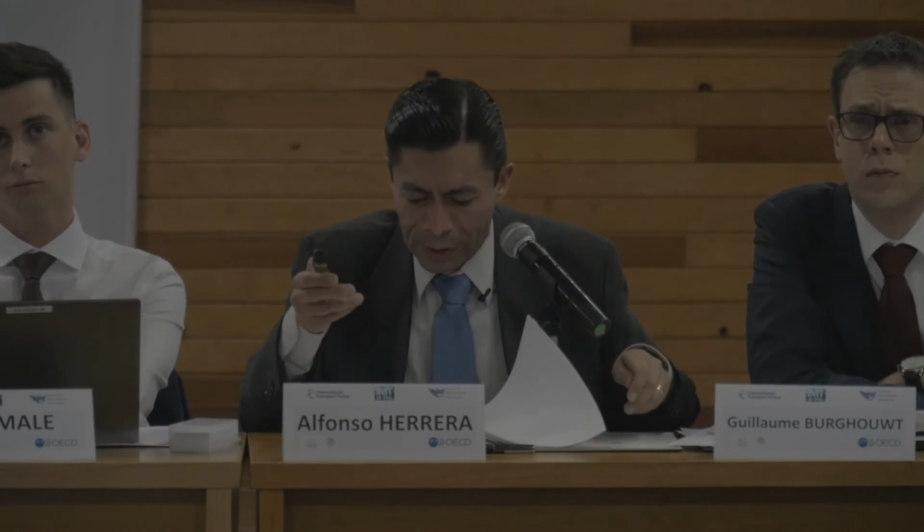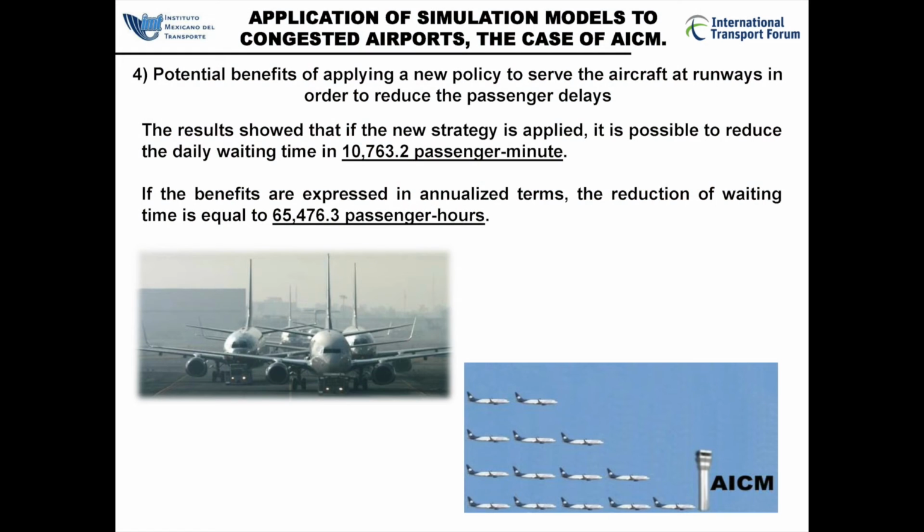The results show that if the new strategy is applied, it is possible to reduce the delay waiting time by more than 10,000 passengers a minute. Also, it was noted that the first 6 hours of operation of the AICM only contribute with 0.46% of the benefits, very low. During this interval, queues of only 2 aircraft were observed. In contrast, after this period, queues of 2, 3, 4, and 5 aircraft were estimated.